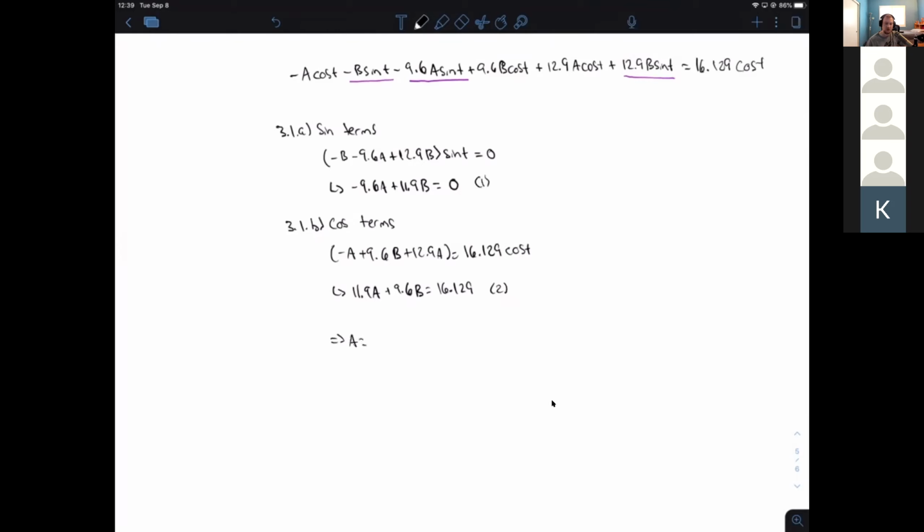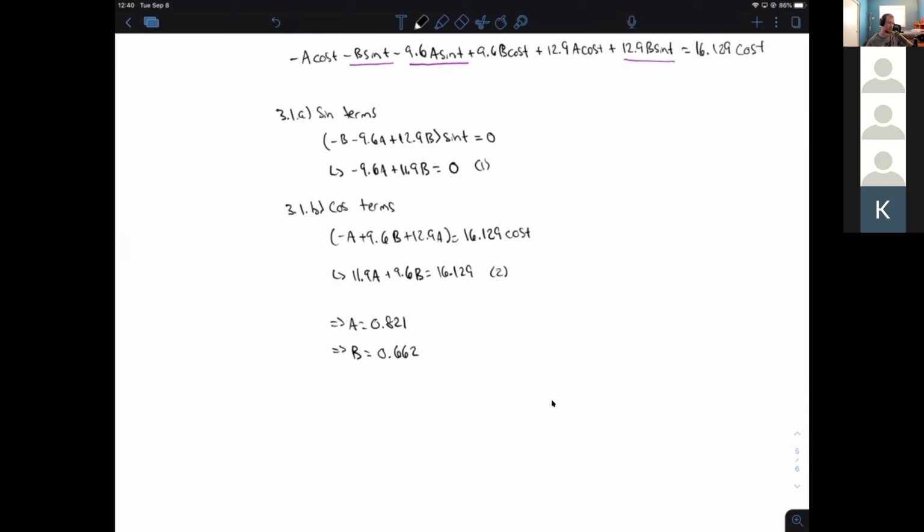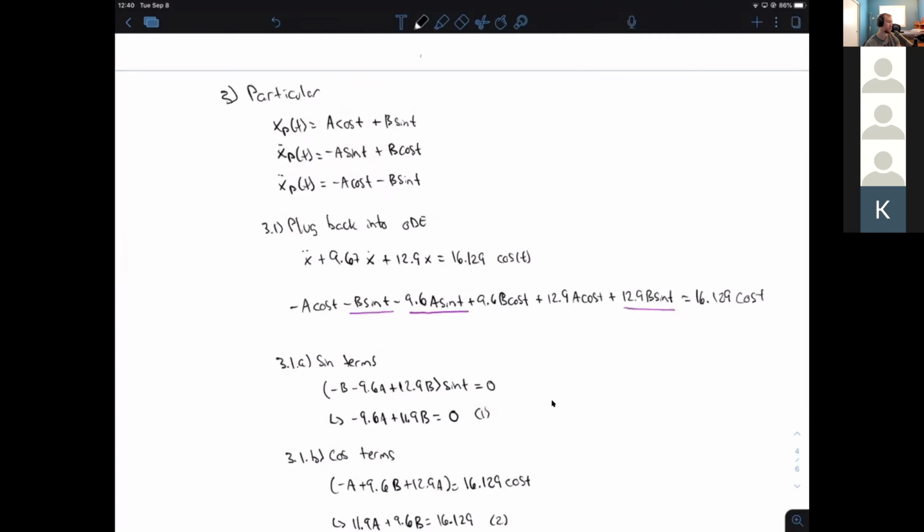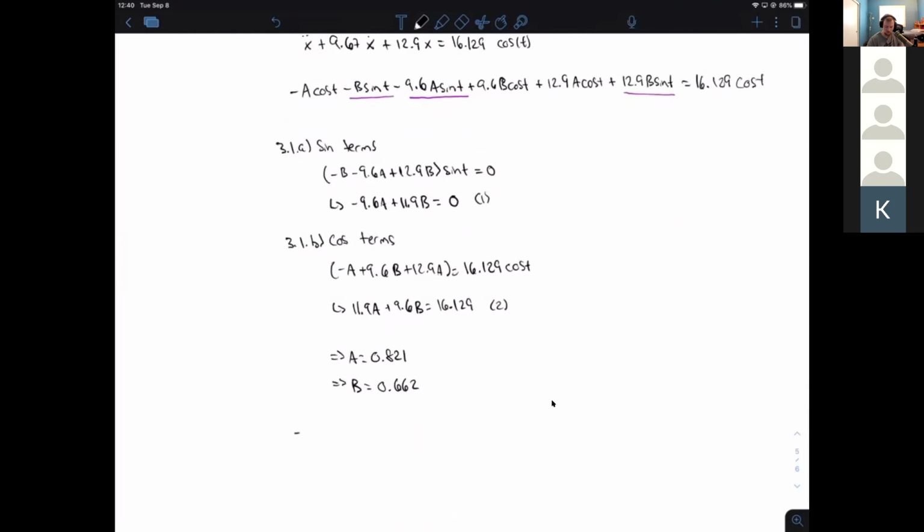Okay, so we have a equals 0.821 and then b equals 0.662. Okay, so now we can plug those coefficients into our particular solution. So remember up here we had our particular solution was xp of t equals a cosine of t plus b sine of t. Right there. So we'll plug those in right now.